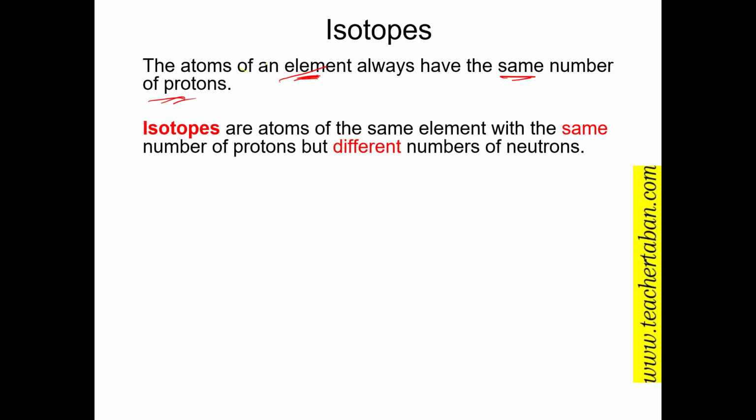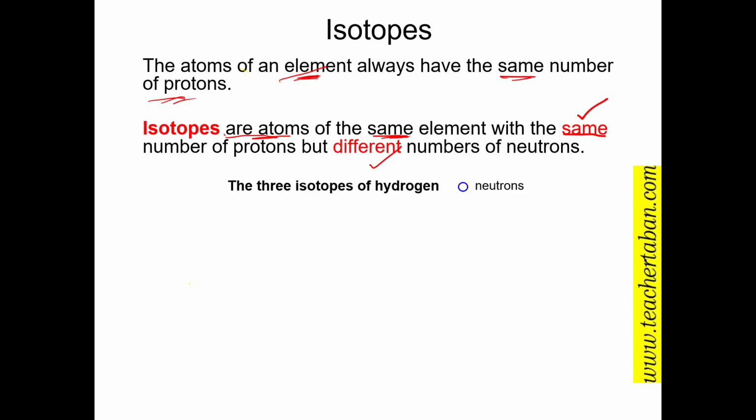Now, if the number of neutrons changes, then we talk about what we call isotopes. In other words, we define isotopes as atoms, normally there are 2 or more, of the same element with the same number of protons but different number of neutrons. I've highlighted this: same number of protons but different number of neutrons. Those are what we call isotopes.